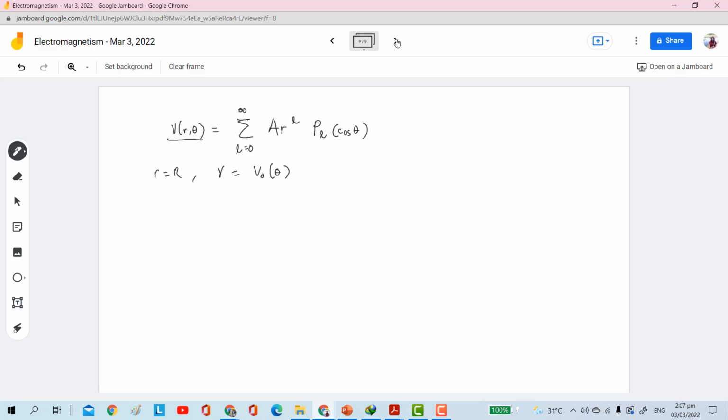Okay, so, ato siyang i-substitute diri, no? You have V naught as a function of theta is equal to the summation of A, and then this R here, R is equal to R, so we will substitute it with the radius, big R, raised to L, and then you have P sub L multiplied by cosine theta. Ano nakita?